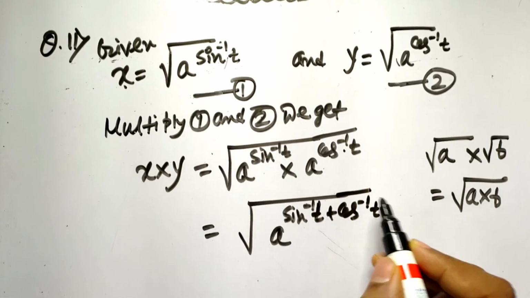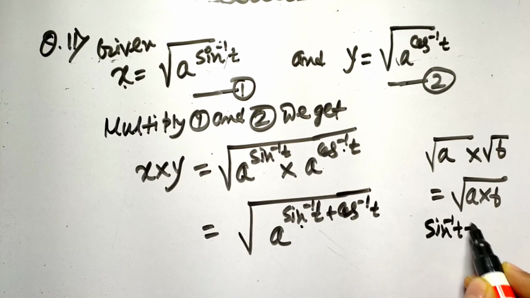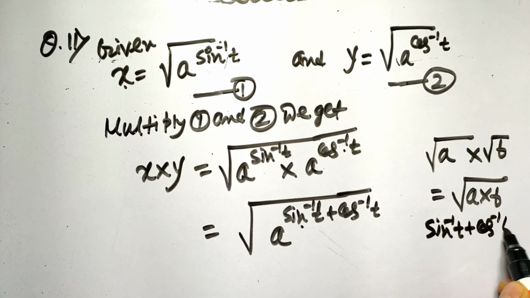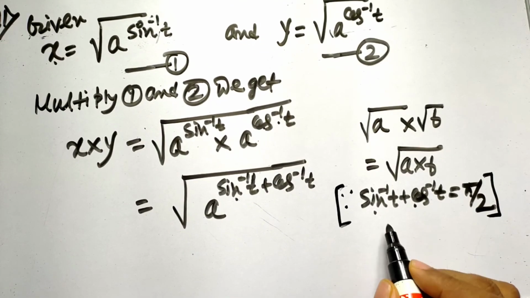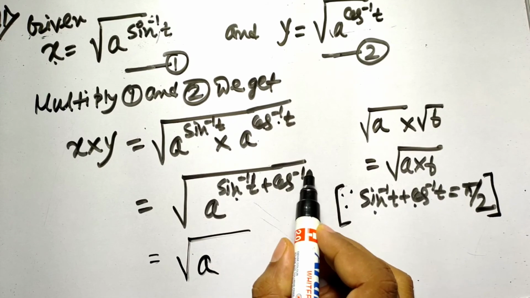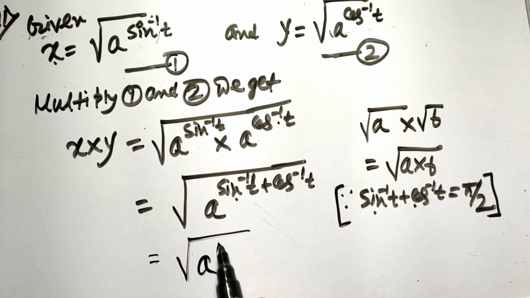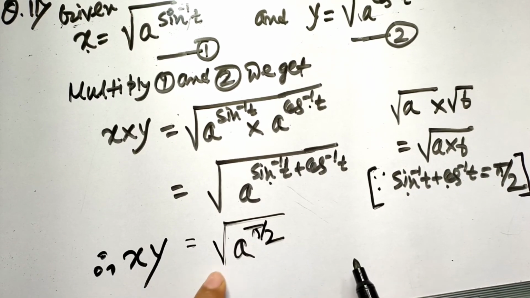Do you know the value of sin inverse t plus cos inverse t? From the inverse trigonometric formula, sin inverse t plus cos inverse t equals pi by 2. You have to write it within the bracket. So the value of sin inverse t plus cos inverse t is pi by 2, and root under a to the power sin inverse t plus cos inverse t becomes pi by 2. So this is a constant term. Therefore xy equals root under a to the power pi by 2.